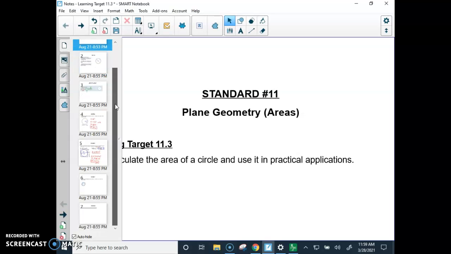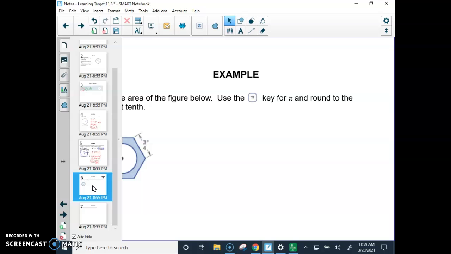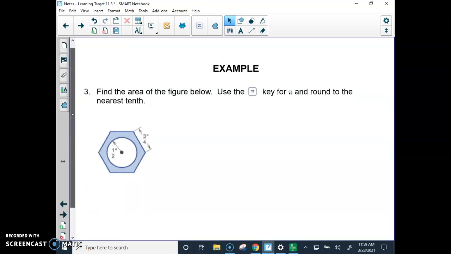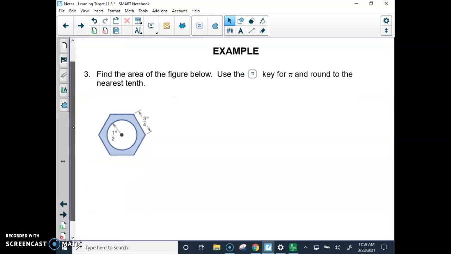So, let me go down here to the third example. Ladies and gentlemen, you'll see that we have a hexagonal nut here, and we want to find the area of the figure below in blue, use the pi key, and round to the nearest tenth. So what you have here is a hexagon, and inside it, a missing part of it is a circle.